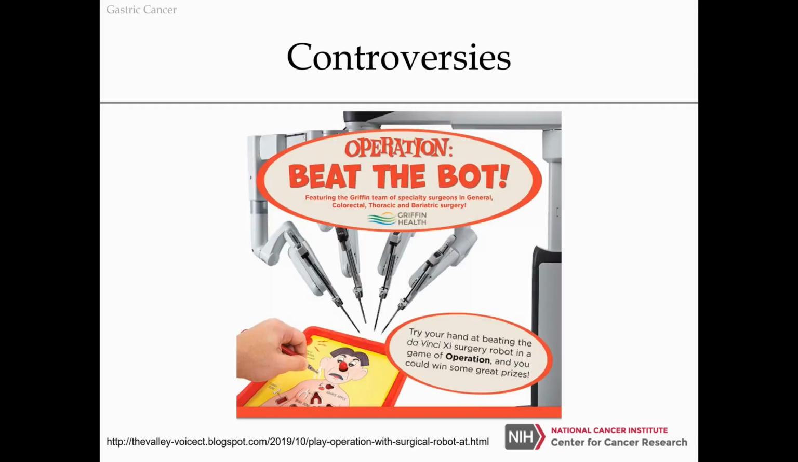Now, I would like to touch on the controversies surrounding the approach to taking out either part or all of the stomach. And the main controversy relates to the use of minimally invasive surgery, or specifically robotic surgery. And I took this advertisement off the web, basically, where people want to talk more and more about the use of robotics in surgery. Well, what does robotic surgery look like?